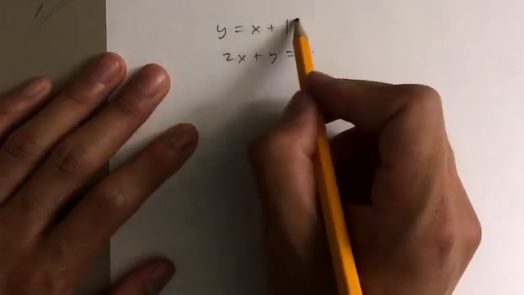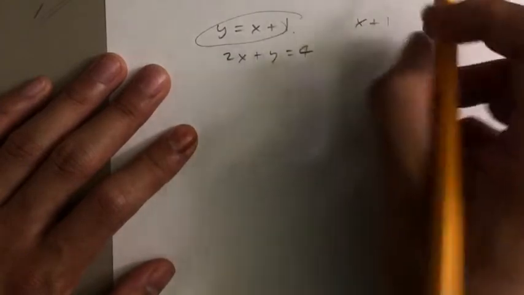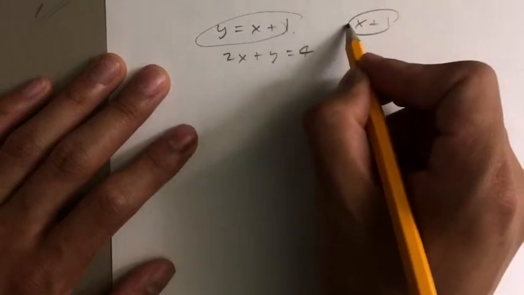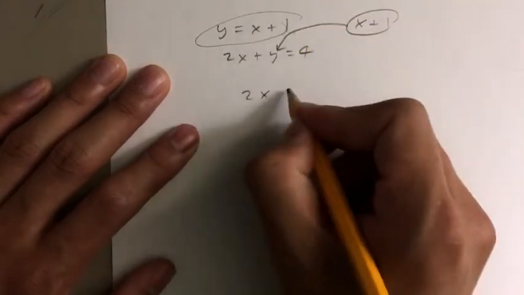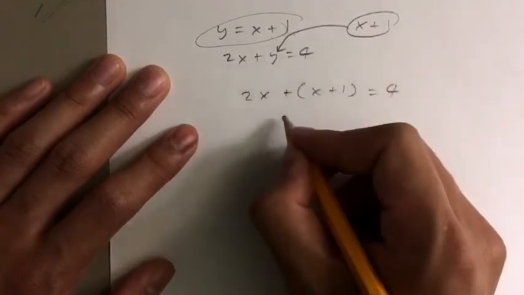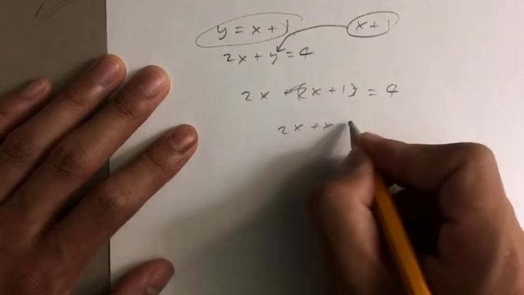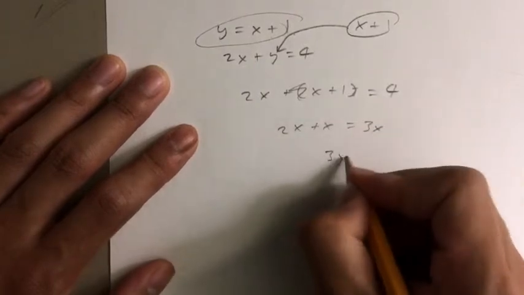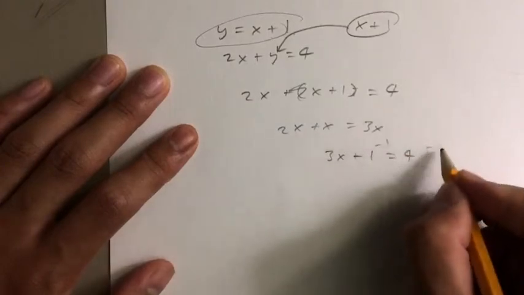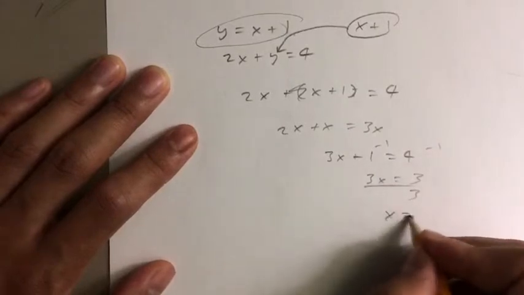Substitution is my favorite method because it kind of just gives it to you. So y equals x plus 1. That means you can substitute x plus 1 in for y. Every time you see y, I'm going to substitute this in. Boom. 2x plus x plus 1 equals 4. 2x plus x, that's just 3x. 3x plus 1 equals 4. Solve for x, subtract 1. 3x equals 3, divide by 3, x equals 1.